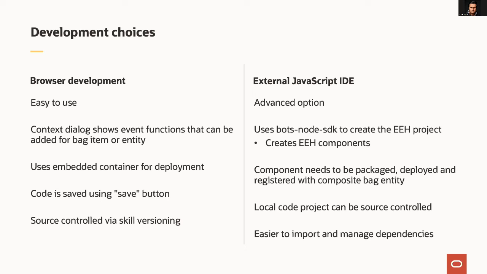If you create entity event handlers externally, you need to package them and deploy them, similar to custom components. You have the ability, however, to source control them much better, because they are in the IDE. And if you use an IDE that supports Git, then you can, from your IDE, source control the event handler. Whereas if you have this sitting in the Oracle Digital Assistant environment, then it will be source controlled with the versions that you create for the skills.